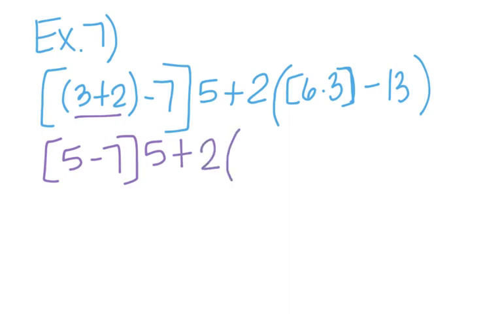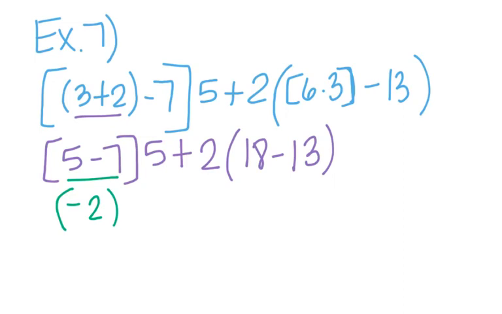Now, over here, we also have 2 sets of parentheses, so we're going to start from the inside. 6 times 3 is 18, and we're going to bring down the minus 13. Don't let the brackets and the parentheses throw you. Brackets are just another type of parentheses. So then we're going to continue, and we get 5 minus 7 is negative 2. So that's going to stay here.